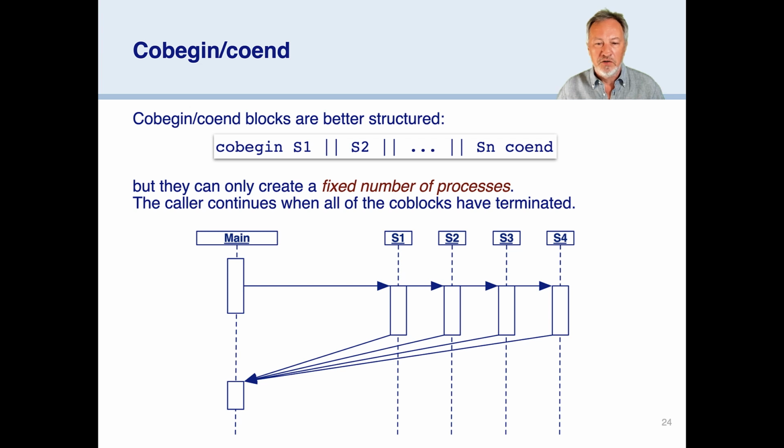So here we have a bunch of statements or processes, S1 through Sn, and they will all run in parallel. And when they're all done, they may run at different speeds, then we can continue with the co-end. So the co-end is essentially a kind of a join on all of the processes that have been created. So it's still of historical interest, but I don't think you'll find co-begin, co-end in any modern programming language.